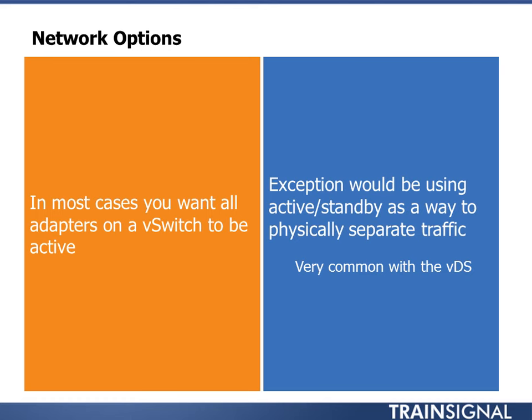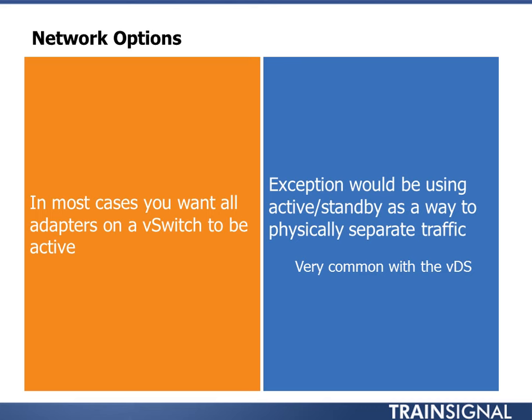So network options, in most cases you want all adapters on a vSwitch to be active, meaning if I've got a port group like our VMs back there a minute ago and 4 NICs, I normally want them all to be active and load balance across them. But we may want to do some other things, maybe set active standby as a way to separate traffic, or we just don't want all NICs to be active for various reasons.